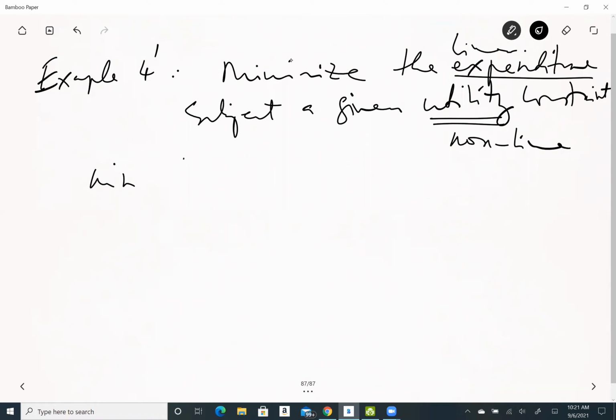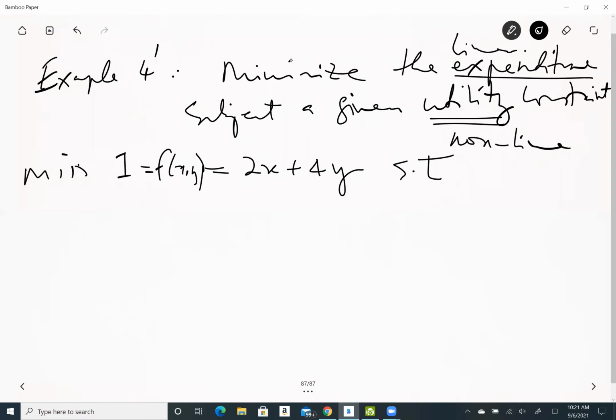So you minimize the constraint, which is what? Minimize the expenditure. I call it I because I don't want to use another letter to indicate expenditure. Expenditure is simply the income, equal to the price of x times x plus the price of y times y. So I maintain 2x plus 4y. That is the objective. In terms of the function, minimize income equal to f of x, y. So that is our objective now.